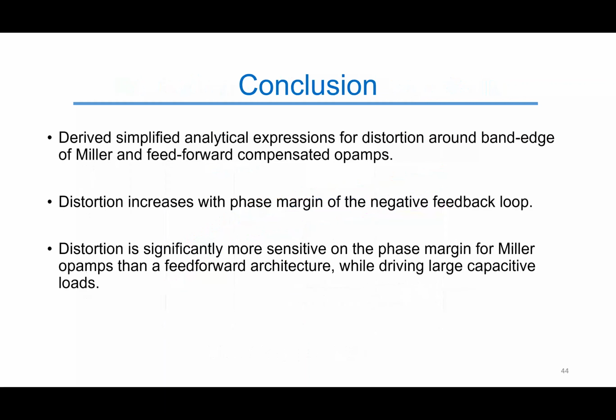In conclusion, in this work, we have derived simplified closed-form analytical expressions to estimate the distortion around the band edge of a negative feedback loop, where the distortion performance is the worst, and shown that the distortion increases with the phase margin of the negative feedback loop and is significantly more sensitive for Miller compensated op-amps than a feed-forward architecture while driving large capacitive loads.